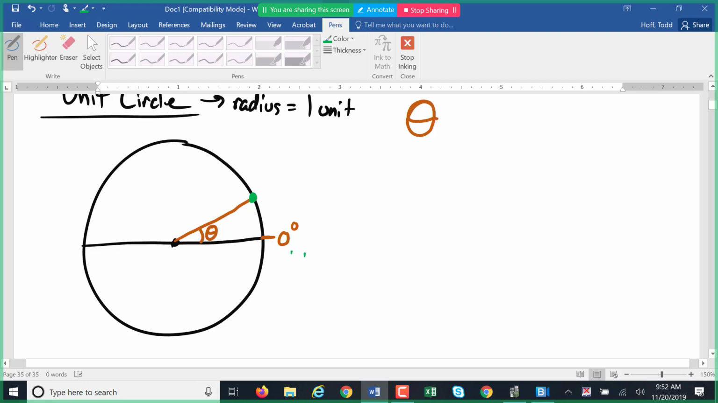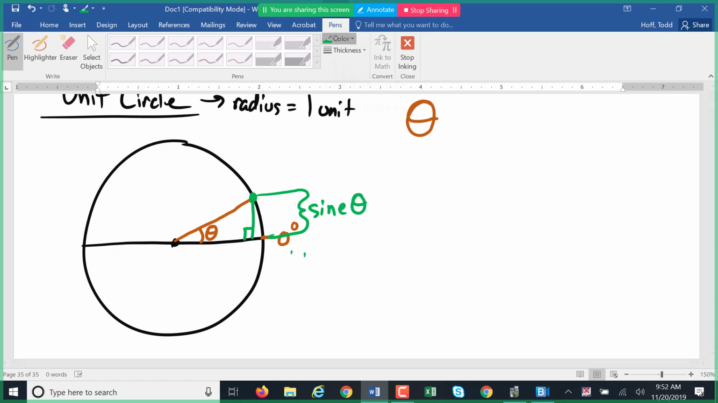Well, that point has a sine. That length is defined to be the sine of that angle theta. Well, we know there's a lot of other trig functions. One of them is a secant. The secant is created by taking that terminal side and extending it outside of the circle. Well, the question is, how far do we extend it?